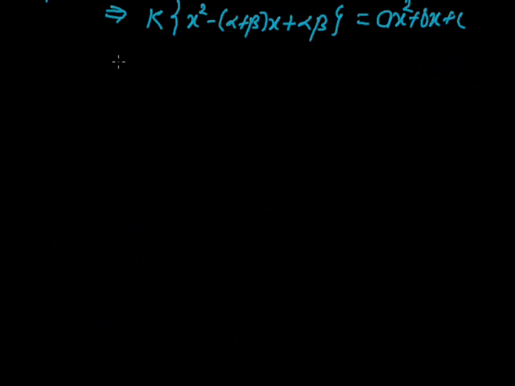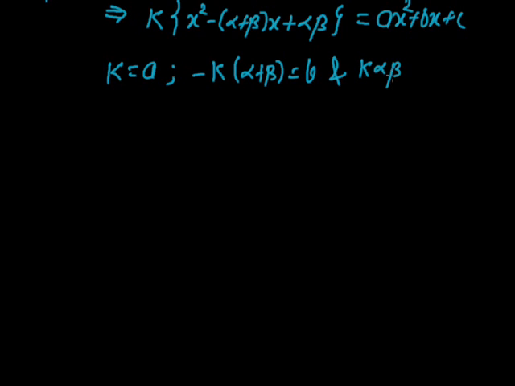By comparing both the sides, we will have that the coefficients of x square are equal on both sides, so k is equal to a, and minus k(alpha plus beta) is equal to b, and also k alpha beta is equal to c. Suppose we have to find the value of alpha plus beta, then we may say that the value of alpha plus beta is given by minus b by a, and the value of alpha beta is given as c by a.